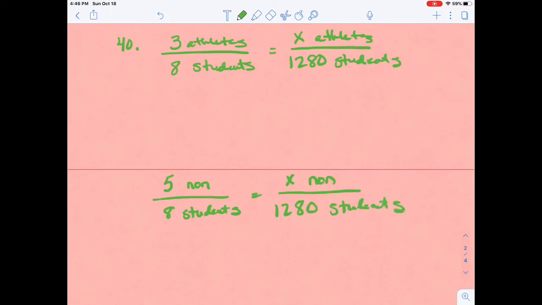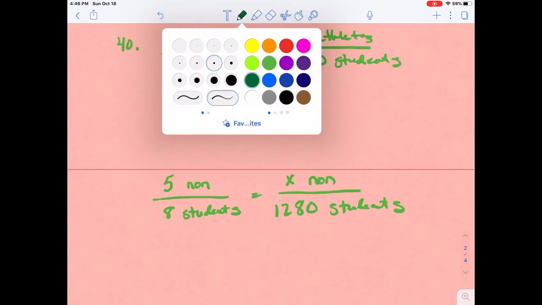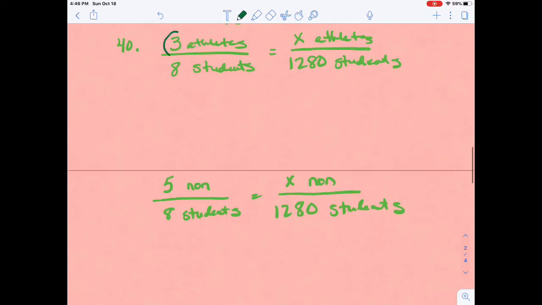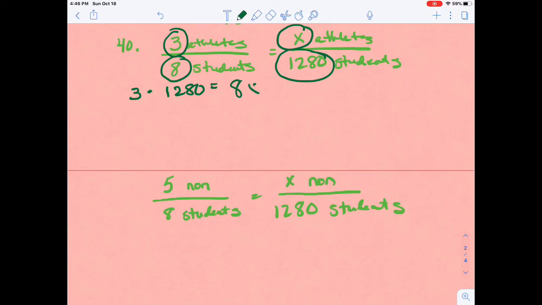If I figure out this first one, I'm going to have to use subtraction, right? Because then I'm going to have athletes and I'll have to find non-athletes, but let's just do it for fun. I'm going to cross multiply. 3 times 1280 equals 8 times x. 3 times 1280 is 3840 equals 8x. Divide that number by 8.